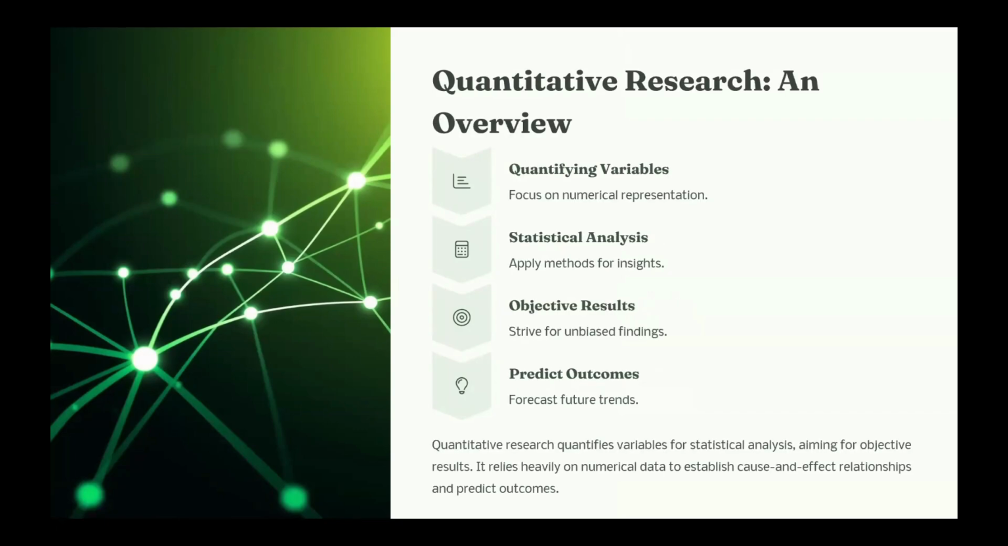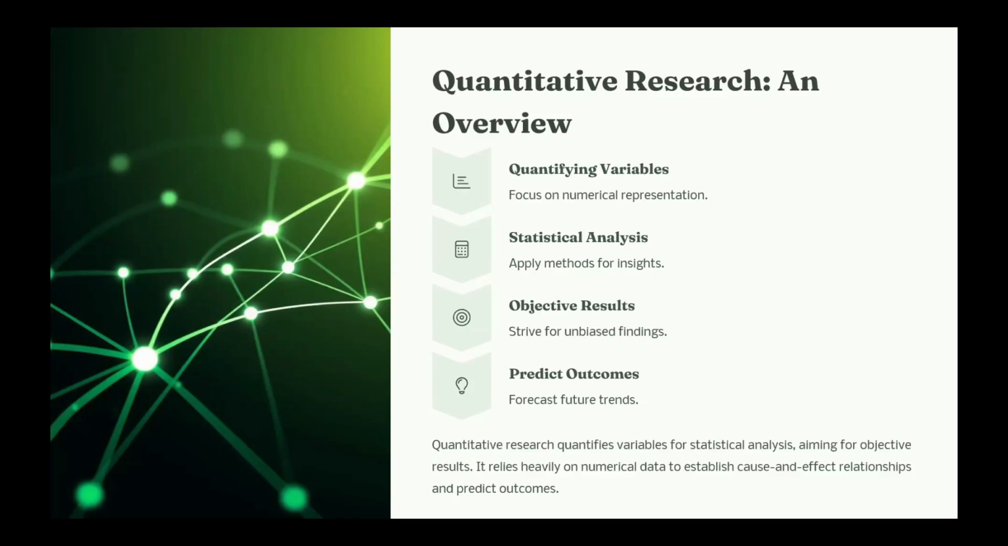So quantitative research, let's look at this overview. It's quantified variables for statistical analysis. Like I said, quantity: how many handfuls? How many bowls? How many measures of rice? What is the count of the people involved? What is your sample size? You can't have 3.5 people. It has to be discrete.